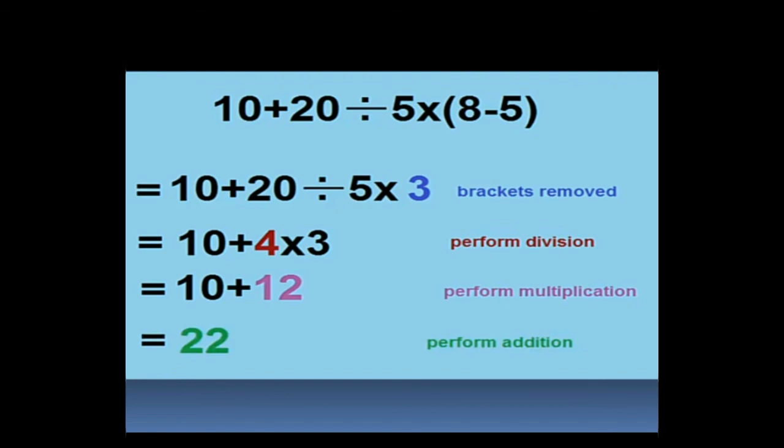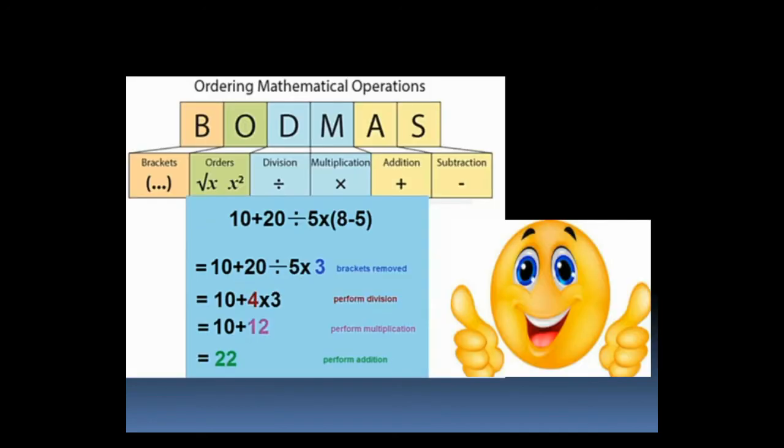After multiplication is the turn of addition. So there are two numbers, that is 10 and 12. So 10 plus 12 will give you 22. So by using the BODMAS rule, we have solved the question which involves brackets.